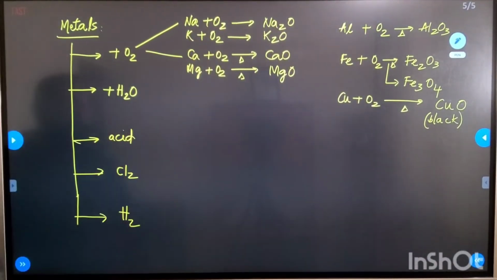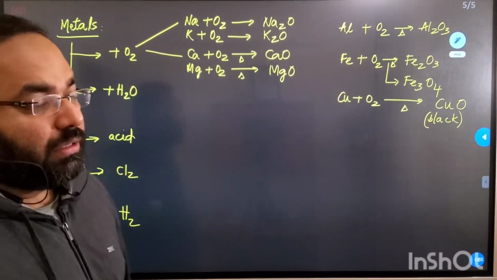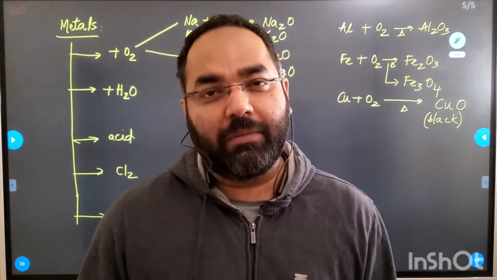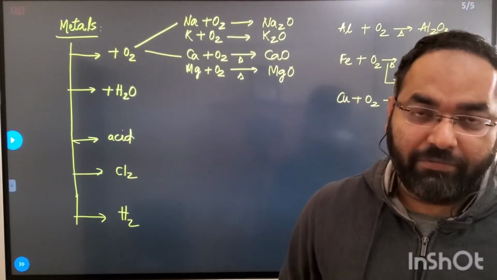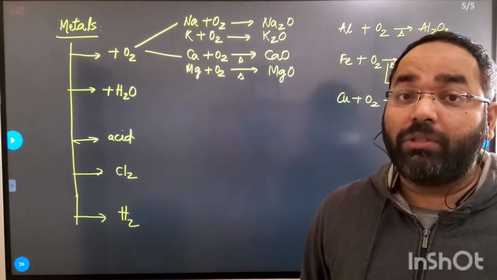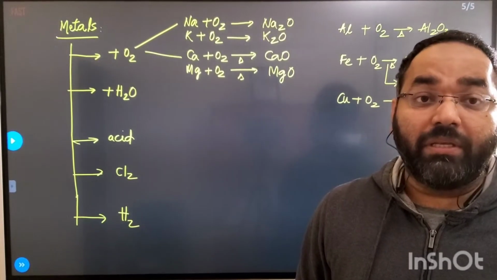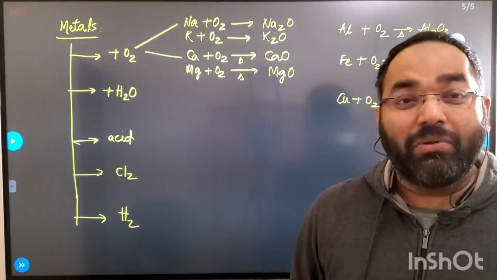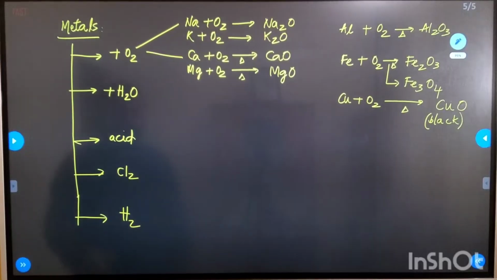Now let us look at how it works with water. Here again, if you look at all the highly reactive metals like potassium, sodium, etc., they tend to react immediately with cold water itself. If you look at metals such as calcium, magnesium, they tend to react with warm water. But if you look at elements such as aluminium, iron, etc., they tend to react only with steam. So let us see how these reactions are going to take place.